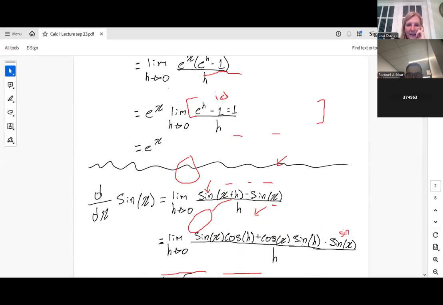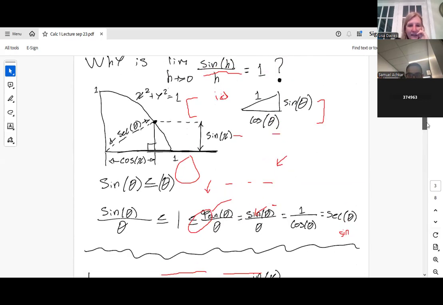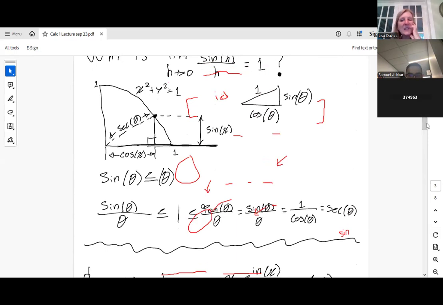Let me go back up here for a minute. Yeah, sine of x. Okay. And so what you're responsible for knowing here is that the limit of sine x over x is equal to 1. And that's something that you're going to have to use in other equations when you're trying to find the derivative. I'm just trying to figure out what he's trying to explain here.